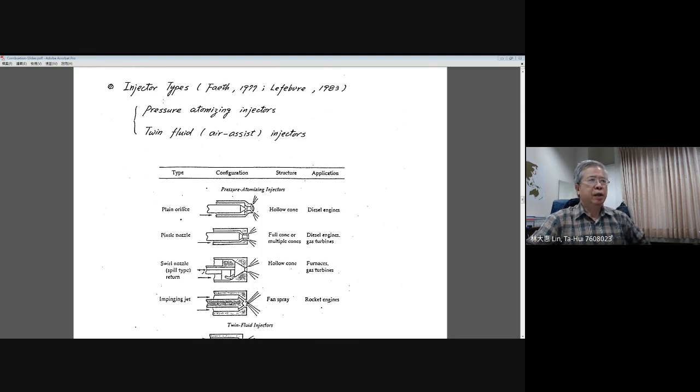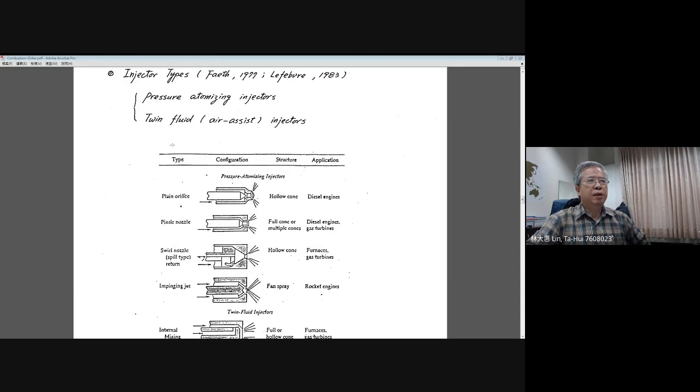Here, I just mention there are two categories of injector. One is a pressure atomizing injector. The other one is a twin fluid injector, and sometimes people call this air assist, because there is the twin fluid. That means you have two fluids, right? One definitely is the fuel, because we use fuel for burning, and definitely the primary fluid is the fuel. Then the atomizing fluid, sometimes we use air, sometimes we use steam, because the steam is coming from the boiler, right? Because in the power plant you have a lot of steam.